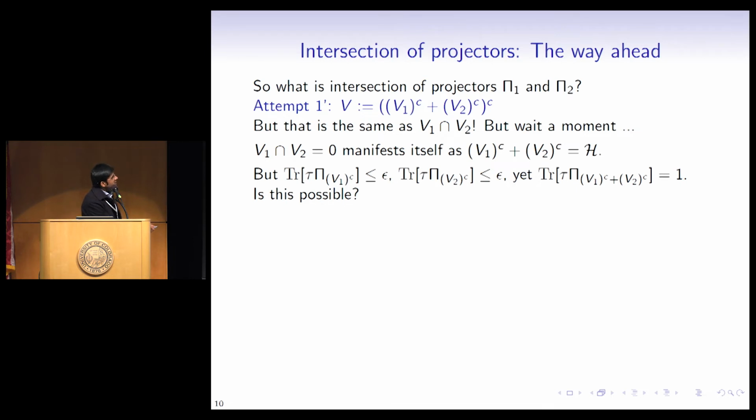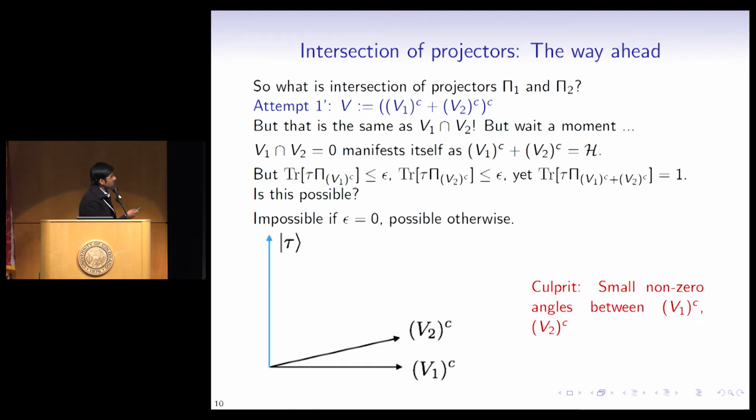Okay. So let us look at this case. Now, since V1 complement union with V2 complement is H, therefore this term is 1. So this is the anomaly, that I cannot project with high probability on V1 complement nor on V2 complement, but I am able to project with high probability on the V1 complement and V2 complement union. Well, is this possible? Yes, it is possible. It is what is happening unless epsilon is equal to 0. Okay. So let's see what is the culprit behind this anomaly. The culprit behind this anomaly is nothing but the small angle between the spaces V1 complement and V2 complement.